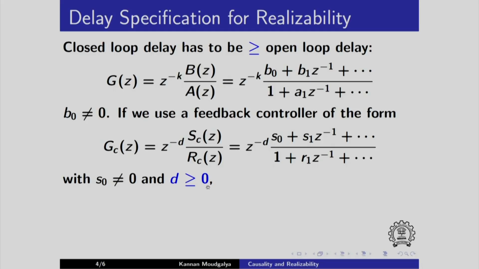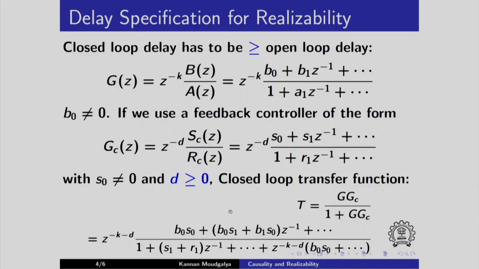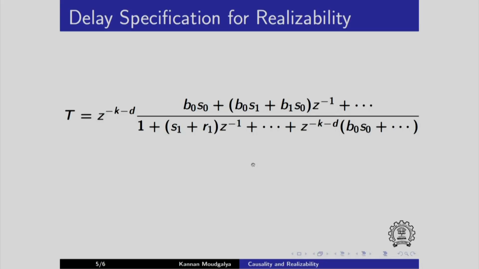We cannot choose this d to be negative, because if we choose d to be negative, because we have the minus sign, you will have positive powers of z, which will result in prediction because of this non-zero term s naught. Let me write down the closed loop transfer function which is given here, and let me simplify it after substituting for G and Gc. You can verify that it is equal to the expression given here.